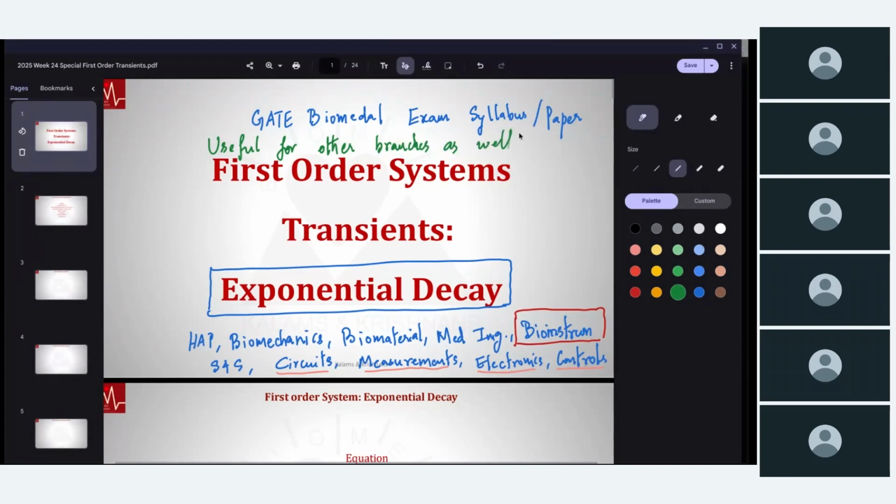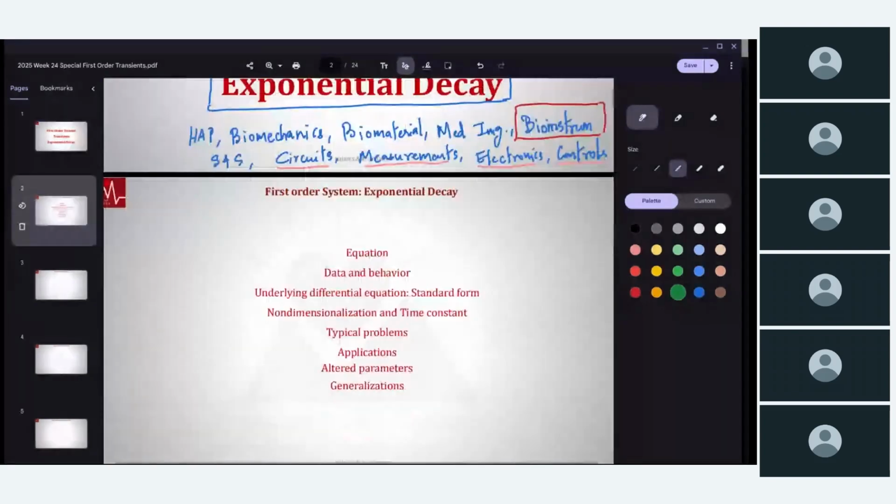Having said that, here is a quick overview. What is this first order transients? What is this exponential decay that I am referring to? In equation form, and typically in data and behavior form, how does it look? And then we'll also look at how this equation is showing up.